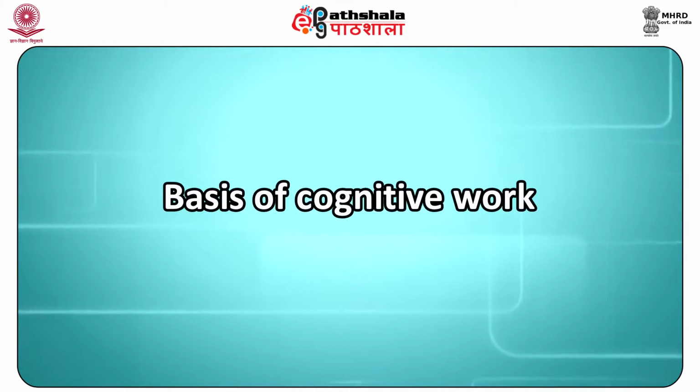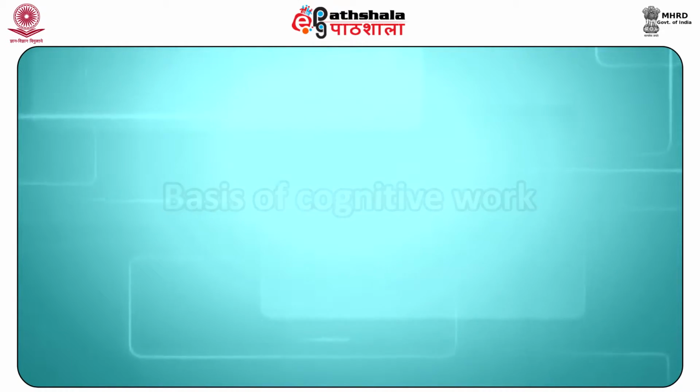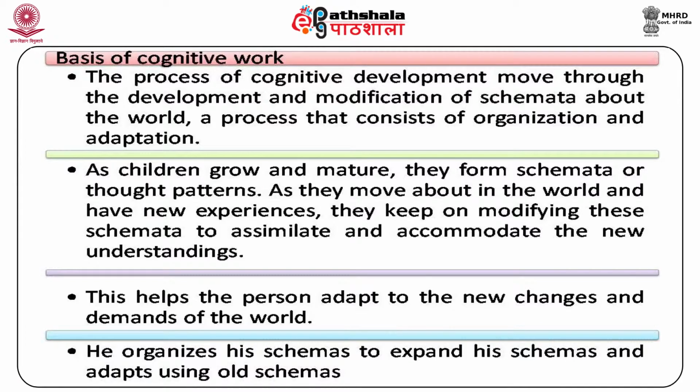Now let us understand what is the basis of cognitive work. The process of cognitive development moves through the development and modification of schemata about the world, a process that consists of organization and adaptation according to Piaget. As children grow and mature, they form schemata or thought patterns. As they move about in the world and have new experiences, they keep on modifying these schemata to assimilate and accommodate the new understandings. This helps the person adapt to the new changes and demands of the world.